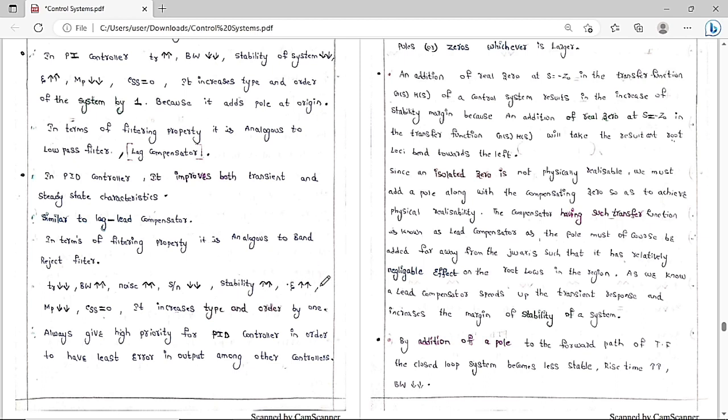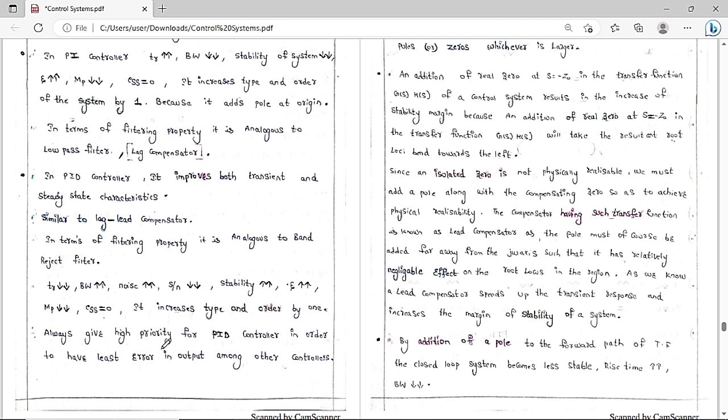And I have already told you that in all three cases, the damping ratio is going to increase. So therefore, the peak overshoot will decrease because both are inversely proportional. I have already told you it is also going to improve the steady state response, so the steady state error is equal to 0. It is going to increase the type as well as the order of the system by 1, because there is an integrator, 1 by s term.